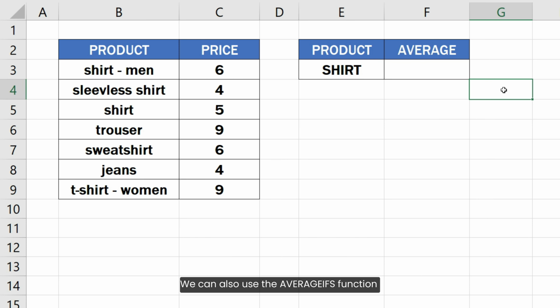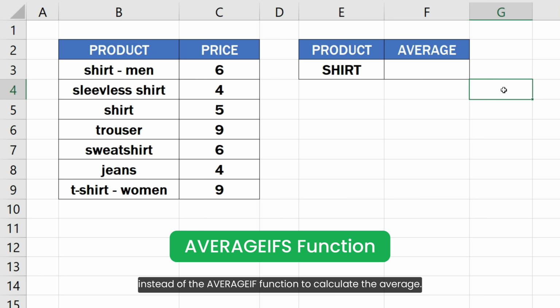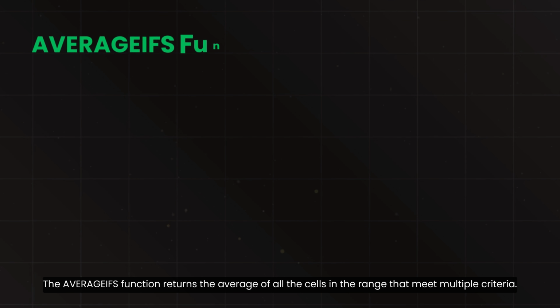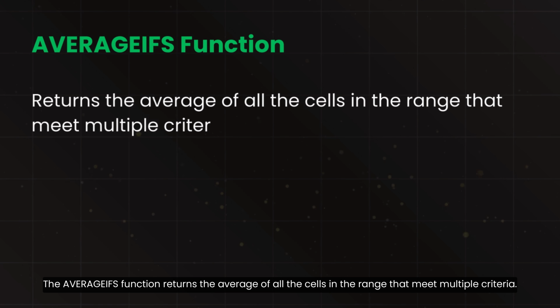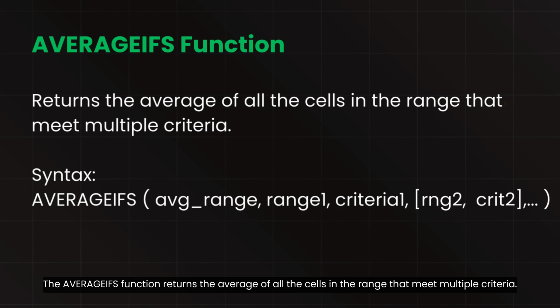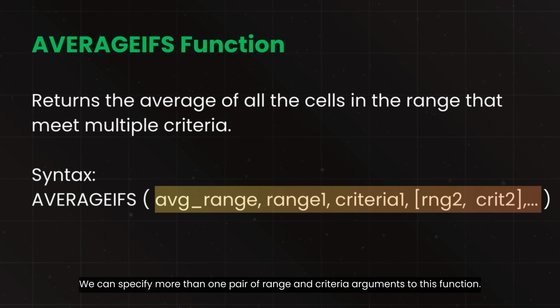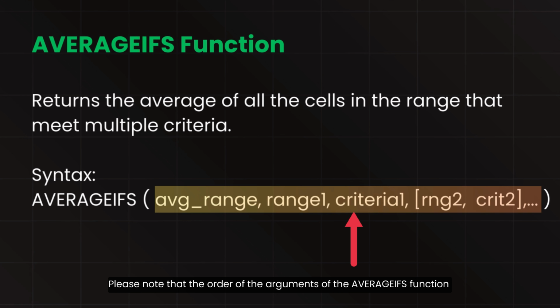We can also use the AVERAGEIFS function instead of the AVERAGEIF function to calculate the average. The AVERAGEIFS function returns the average of all the cells in the range that meet multiple criteria. We can specify more than one pair of range and criteria arguments to this function. Please note that the order of the arguments of the AVERAGEIFS function is different from the AVERAGEIF function.